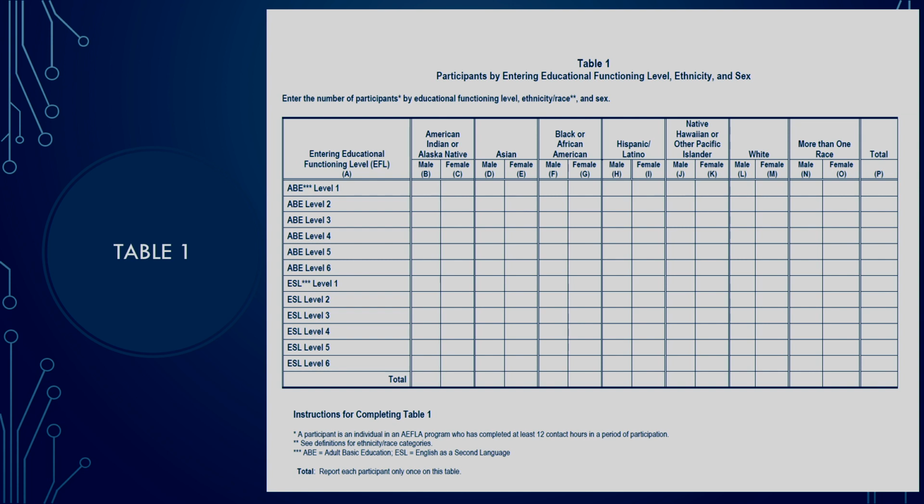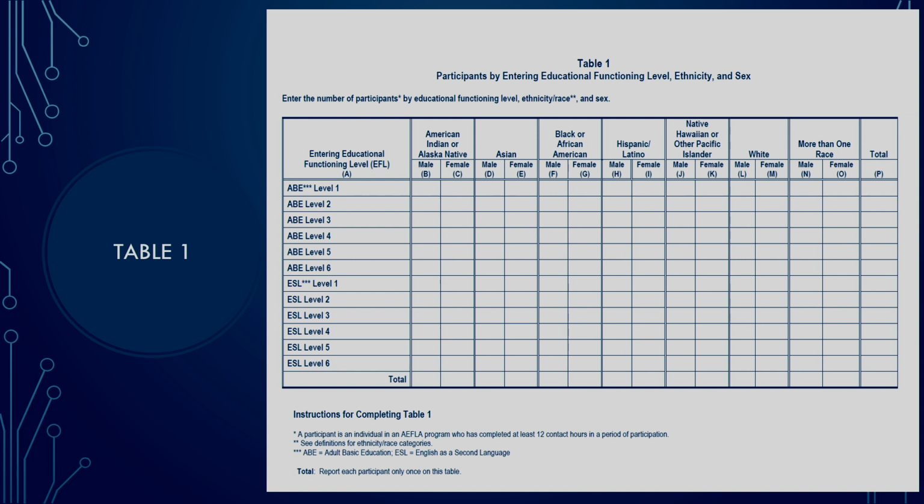And it's usually just the titles up at the top. So, for example, on Table 1, you can see that it's participants by entering functioning level, ethnicity, and sex. And so that's all this table is, and that's kind of what the PDF covers. So I wanted to let you guys know that that information is up there, as well as some definitions, period of participation, MSG, and a few other definitions as well. So that resource is available for you guys to download now.